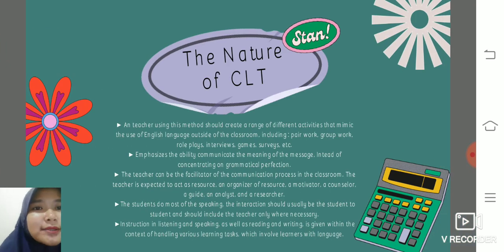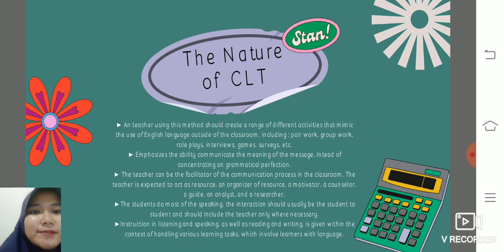And next, a teacher using this method should create a range of different activities that mimic the use of the English language outside of the classroom, including pair work, group work, role plays, interviews, games, surveys, etc. And next, emphasize the ability to communicate the meaning of those messages, instead of concentrating on grammatical perfection. And next, the teacher can be the facilitator of the communication process in the classroom.